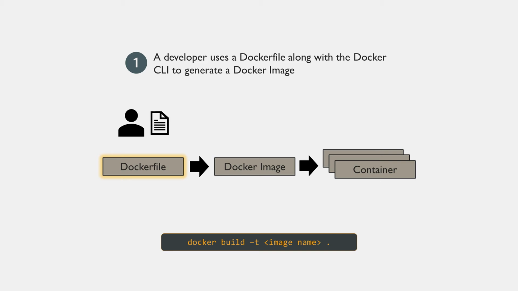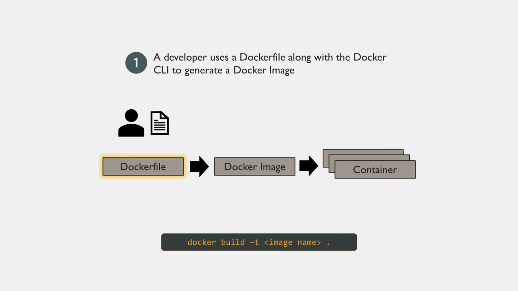When our developer runs the docker build command, they are using the CLI to tell the Docker daemon to create an image. The dot argument after our docker build command tells Docker to look in the current directory for the Docker file and any other files in the current directory that the Docker file needs to create a container. And the -t argument is how we name our container image.